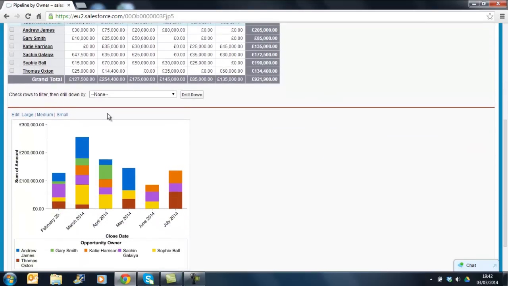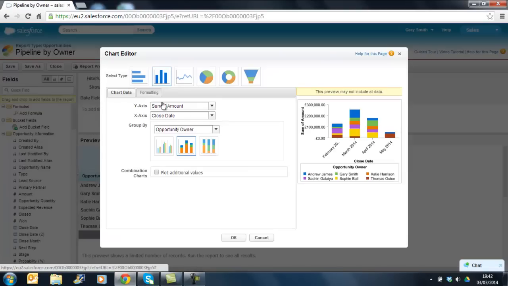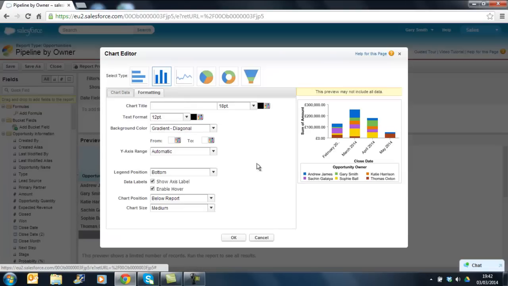So I think it's good practice just to format the chart. Go to the formatting section. There's the button that allows you to put the chart below the report, not above it. By default, as I say, it's set to above.